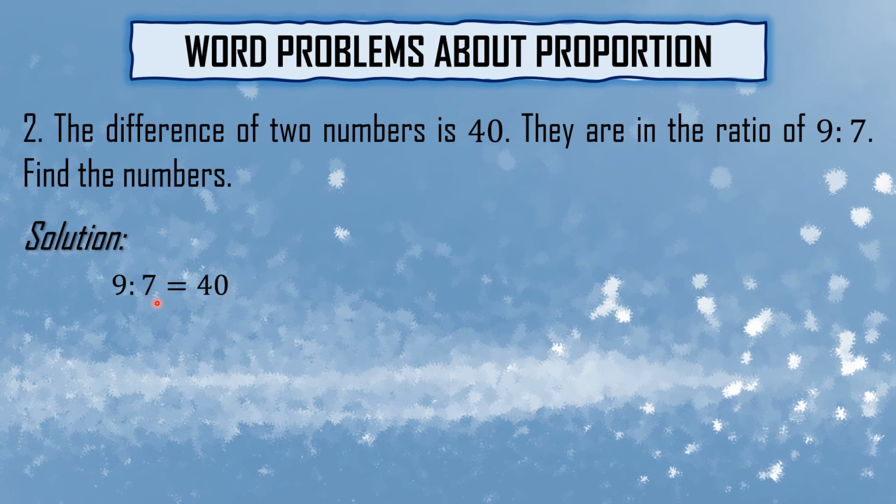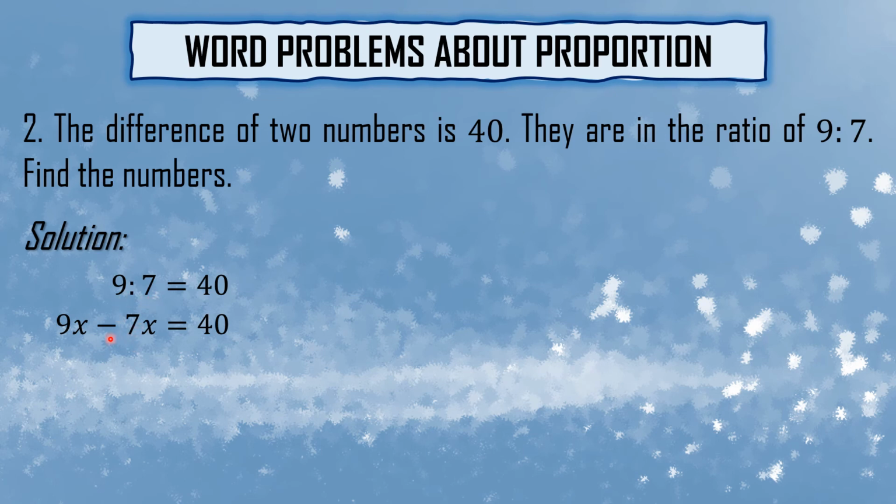So, yung 9:7, lalagyan lang natin ng tig-isa na variable. So, magiging 9x minus 7x is equal to 40. So, bakit nagkaroon ng x yung 9 at 7? Kasi kailangan nating mahanap muna ang value ng x bago natin malaman kung ano nga ba yung tamang value ng 9 at ng 7.